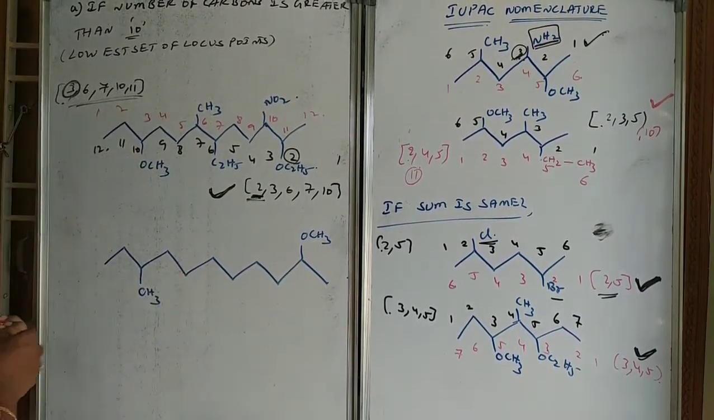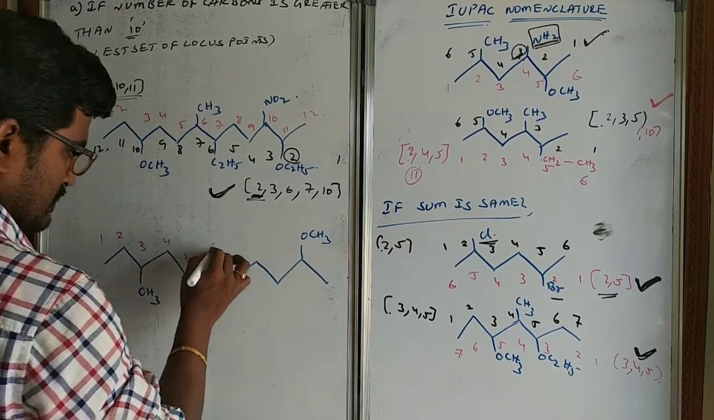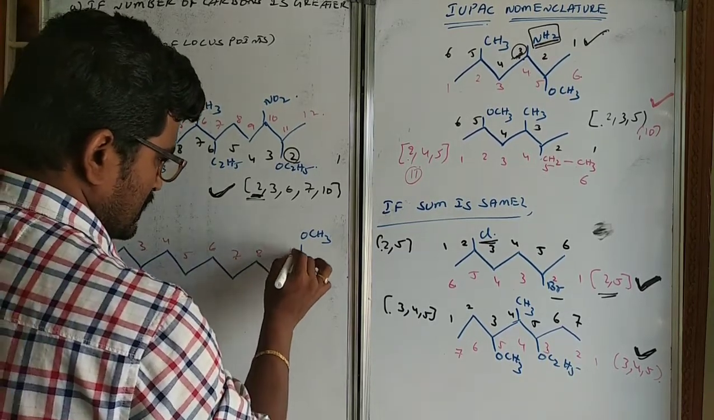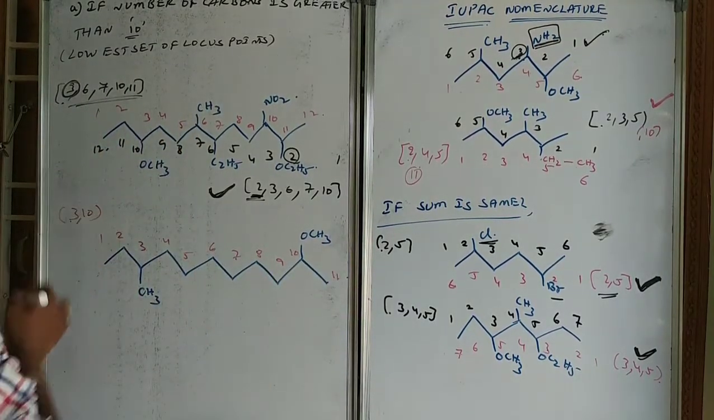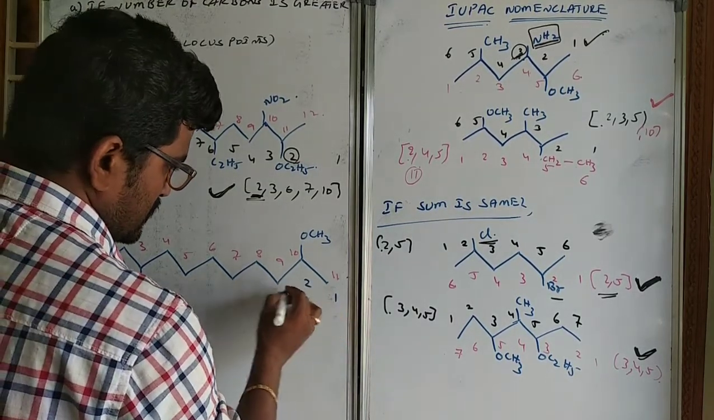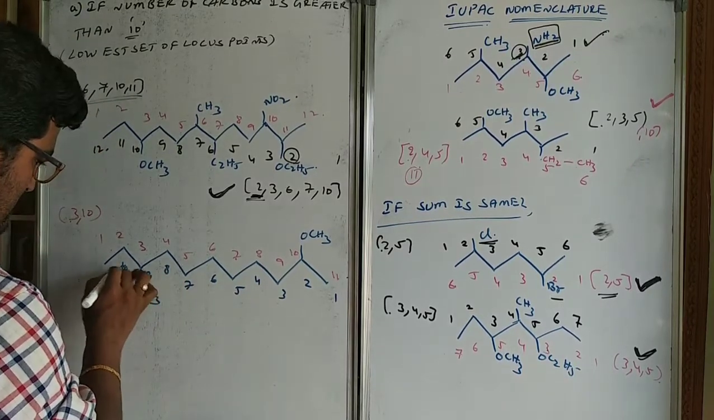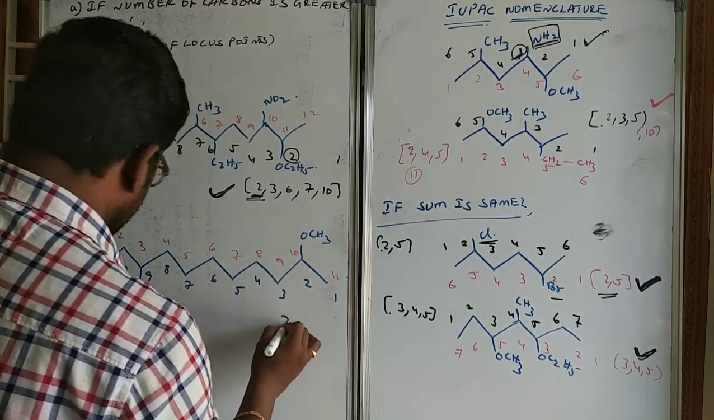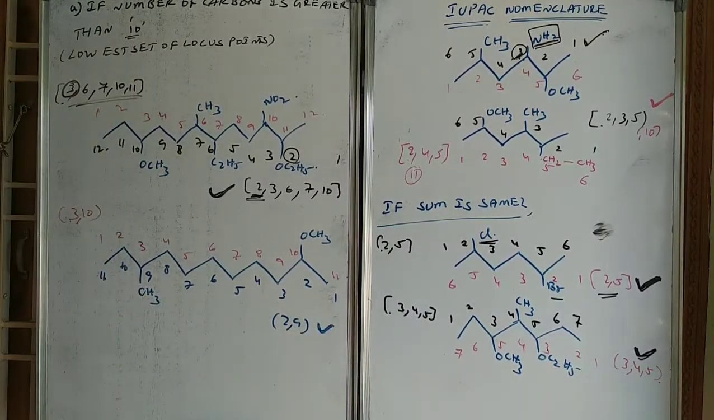So for these two, now you see the numbering 1, 2, 3, 4, 5, 6, 7, 8, 9, 11. This numbering gives 3, 10. From the other side you number 1, 2, 3, 4, 5, 6, 7, 8, 9, 10, 11, and this side numbering will be 2, 9. So this will be given first priority. Here this will not be given. Like this you can see. And one more thing you see.